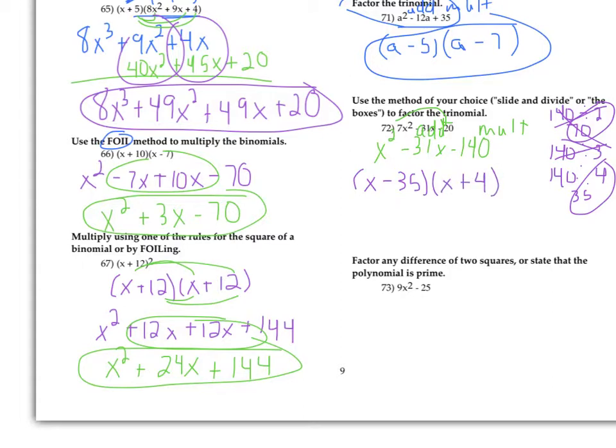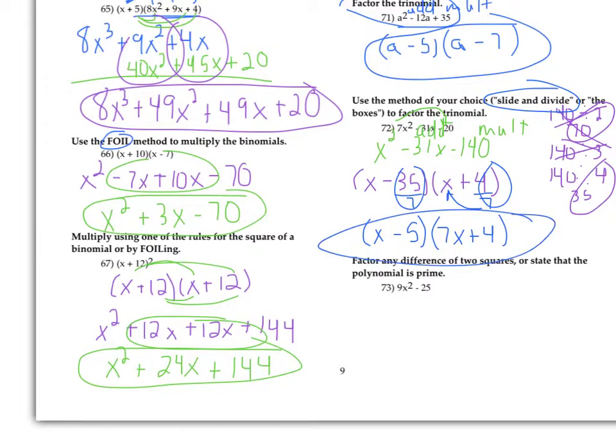Very important. We keep forgetting the divide part. Look, it says slide and divide. We slid. Have we divided? No, we haven't yet. So divide both of these by a 7 and simplify. This becomes x minus 5. We can't simplify this, so we move the 7 in front of x and get 7x plus 4. So there's that answer.